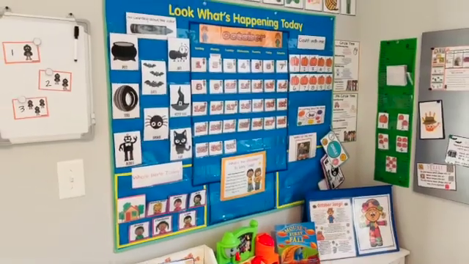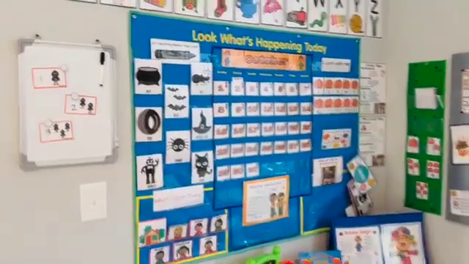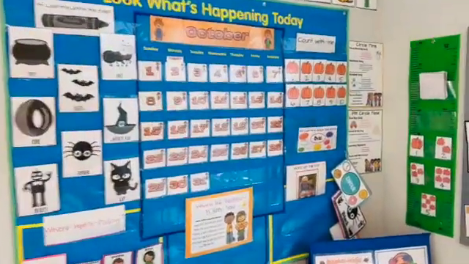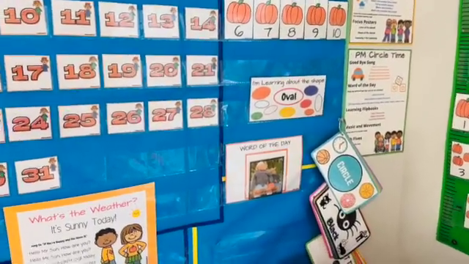So this is our circle time area here. So we have our calendar. I like to display our color of the month. You can see that our shape of the month is oval, we're learning about oval. We do word of the day.